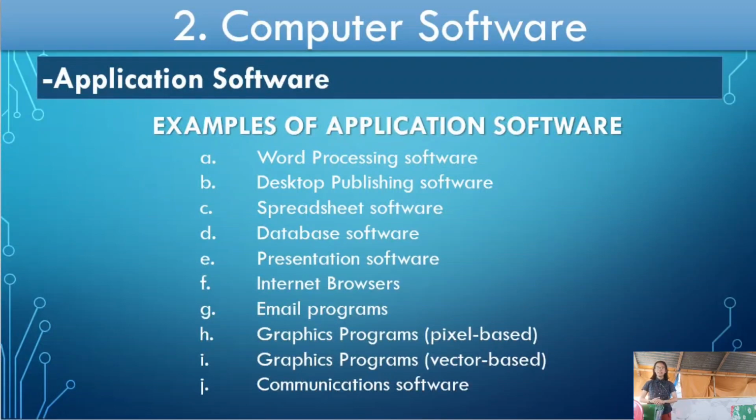Okay. Next, here are the examples of application software. First is word processing software. Word processing software creates worksheets, types text, and types letters. The best examples of which are MS Word, WordPerfect, MS Works, and Apple Works. These are the ones you use to type text on paper, like when you're doing research, a report, or scripts, and many more.